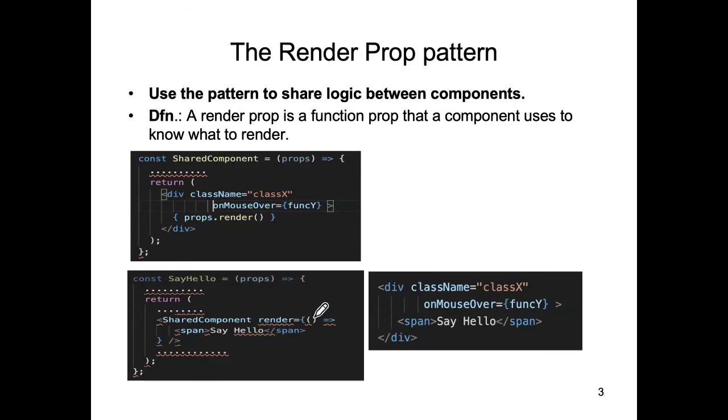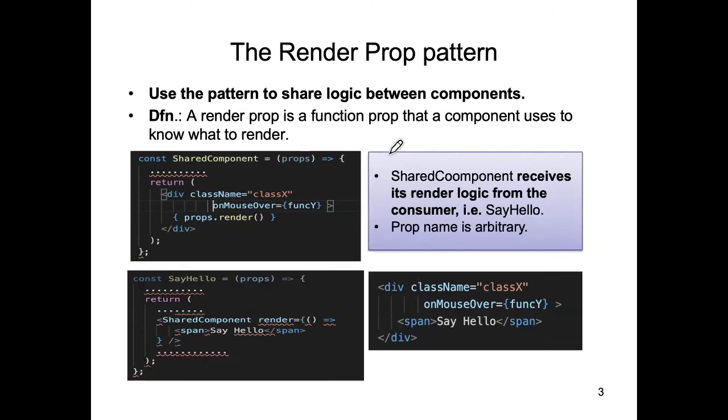So the net effect of this piece of code here is that what the shared component will render is the div with its onMouseOver handler, wrapping the span element with the say hello text. So I'm saying the shared component receives its render logic from the consumer, which is the one on the bottom left. The name that we give to that prop, it's only convention that we call it the render prop, but it can be called anything else, it's just a convention.